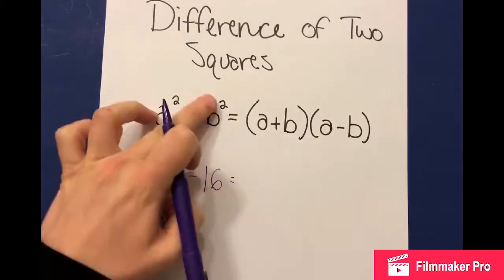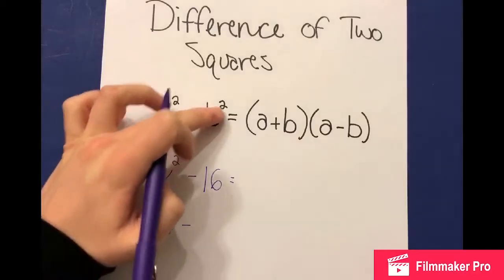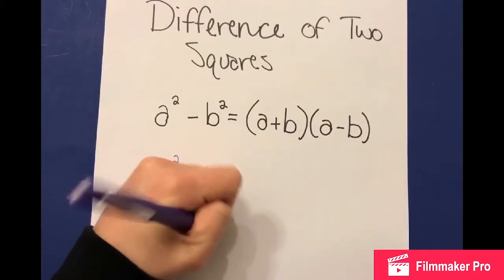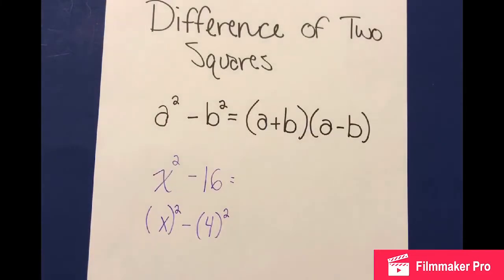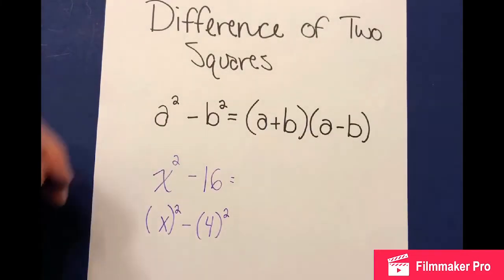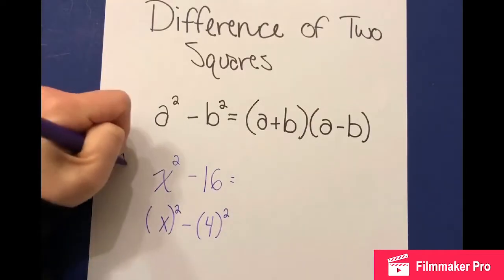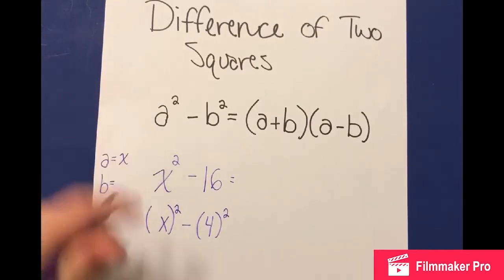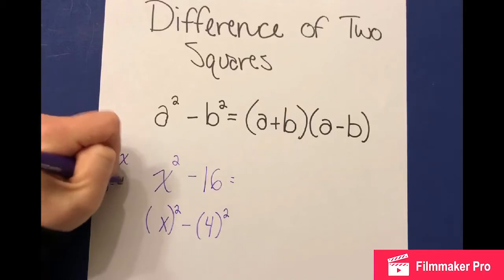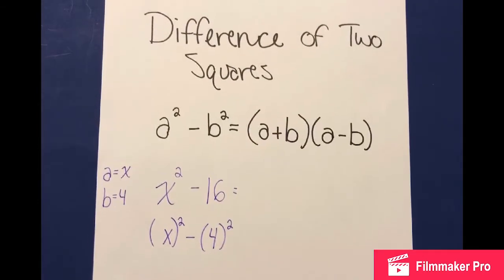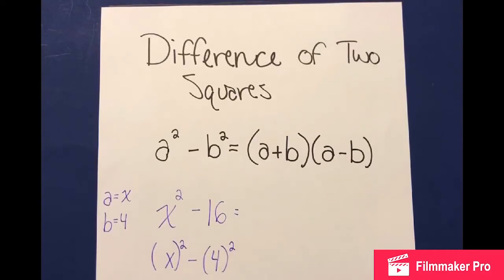How do I make up 16? Has to be something squared. I know this is one of my perfect squares because it's 4 squared. So in this case, I have an a value of x, a b value of 4, and I just factor it out by following the list that I have.